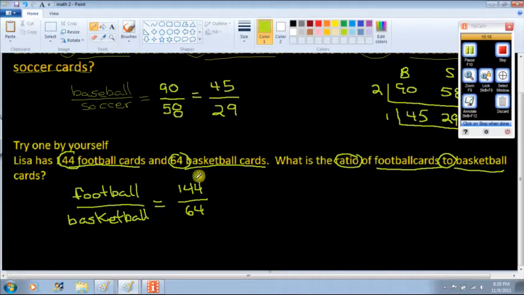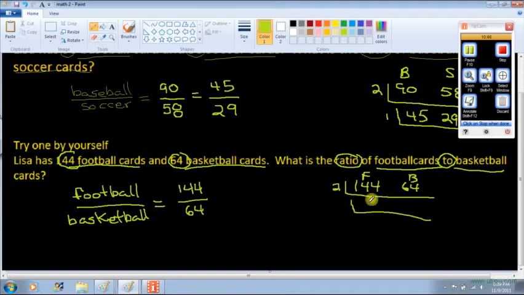So again, I know I can simplify these numbers. I'm going to go ahead and use the division ladder. 144 was first, so I'll put 144, and I'm going to label them this time. Put F for football. And then basketball was 64, so I'll put 64 and basketball. We'll work through this fast.